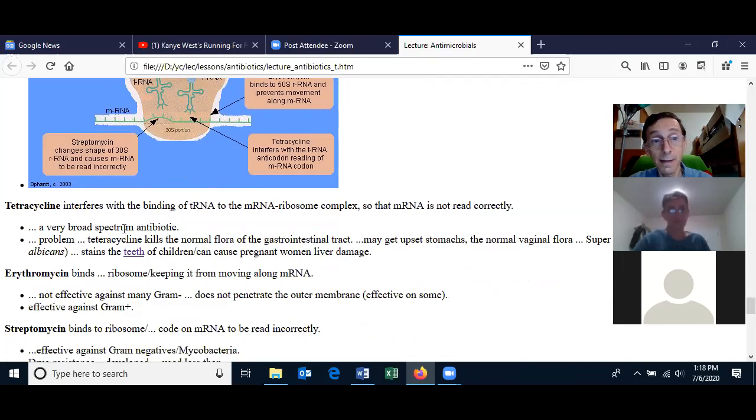It interferes with the binding of tRNA to the messenger RNA ribosome complex, and the messenger RNA is not read correctly. Tetracycline is a very broad spectrum antibiotic, meaning it hits both the gram-negatives and the gram-positives. This is actually a problem because that means tetracycline will kill the normal flora of the gastrointestinal tract, and patients may get an upset stomach or diarrhea or constipation. It's kind of funny that antibiotics sometimes give side effects where somebody gets constipated and other people get diarrhea.